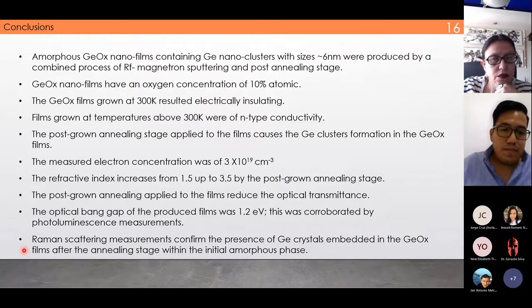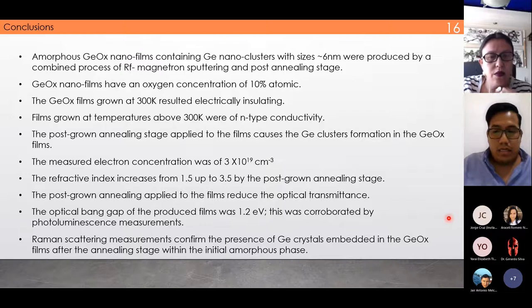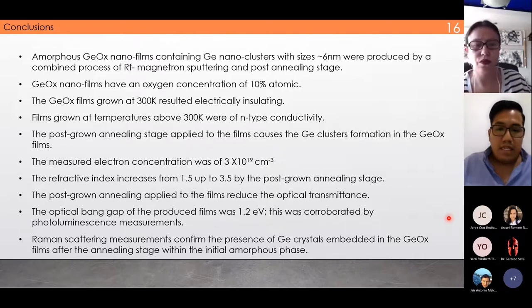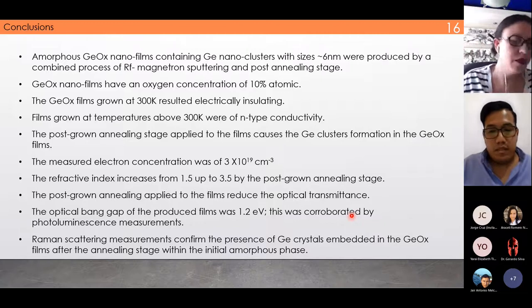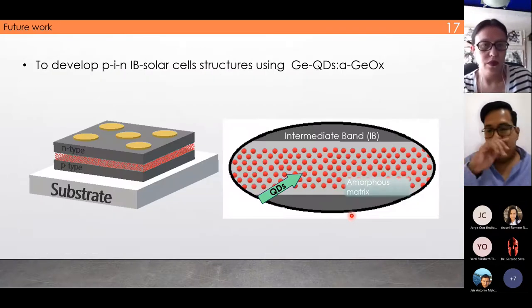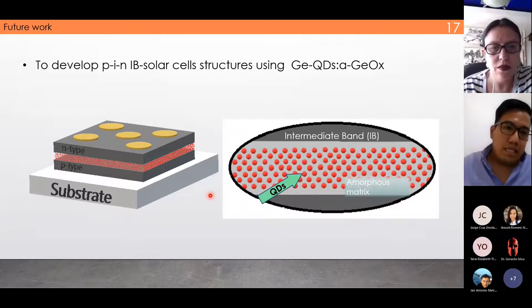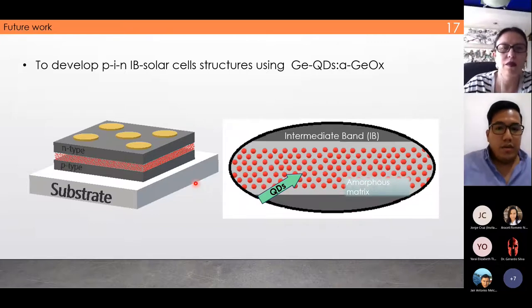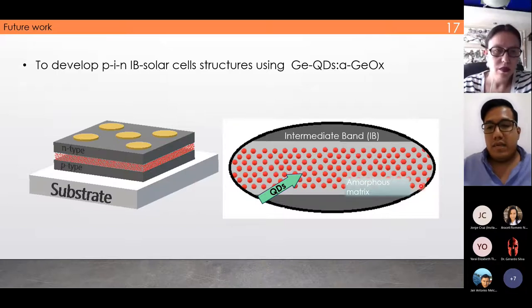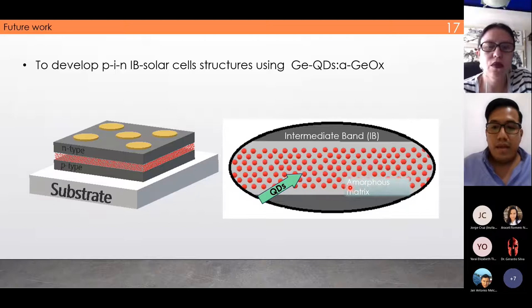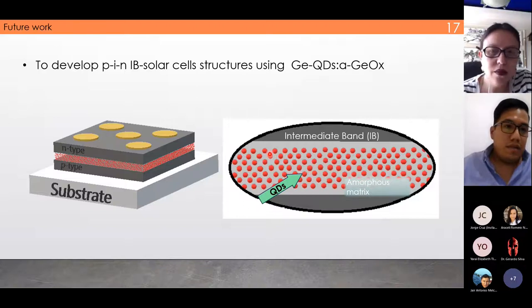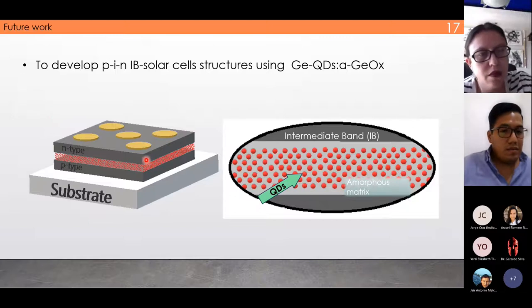So, the Raman scattering measurements confirm the presence of germanium crystals embedded in an amorphous germanium oxide film after the annealing stage, within the initial amorphous phase. And what continues from this is to develop the pin type solar cell structure. We already have the intermediate band: the germanium oxide amorphous matrix and the germanium quantum dots embedded. So in the future, we have to develop this pin type solar cell.